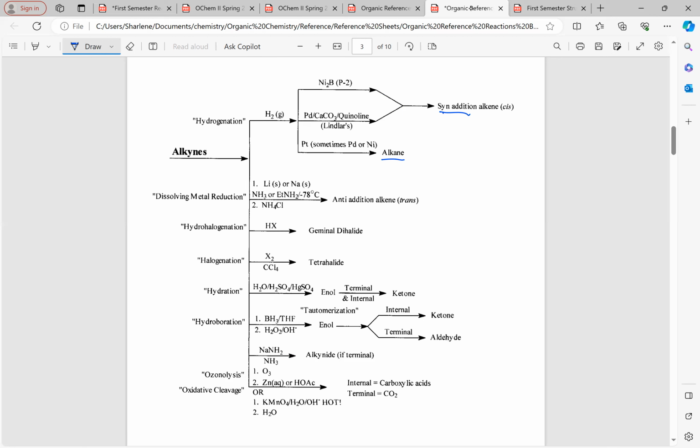If you do use a poison catalyst, you can be selective, but you are stuck with syn addition because remember it sits on the metal catalyst. All right, DMR, we did do this one last semester, but that is a radical reaction. DMR, dissolving metal reduction, is the only way you can get to a trans because it goes through a radical mechanism, not an ionic mechanism.